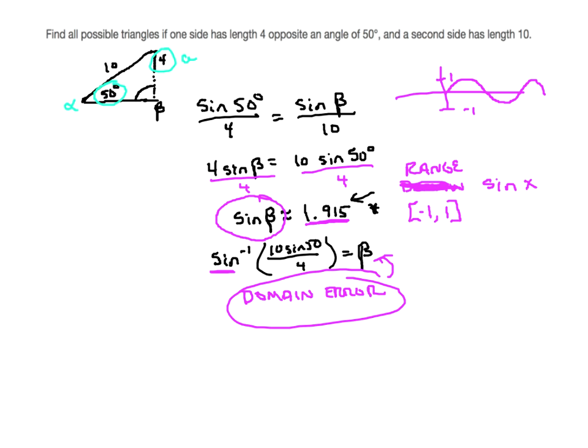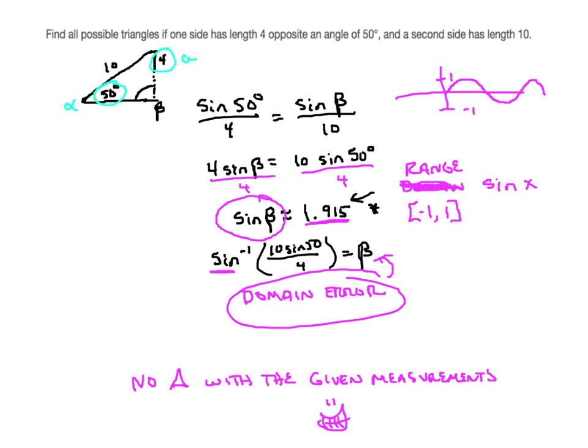By the way, the domain of the inverse function is the range of the original function. So that's why it says domain error. So this can't happen. This does not exist. So there is no triangle with the given measurements. So I tricked y'all. All right.